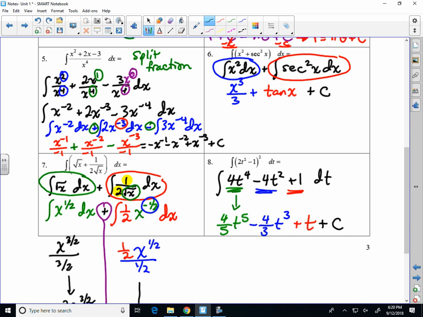It could have been any numerical value. To allow for that fact, we put a plus c there. We put a catch-all for all possible numbers that could have been in that position to allow for this to be a true antiderivative.